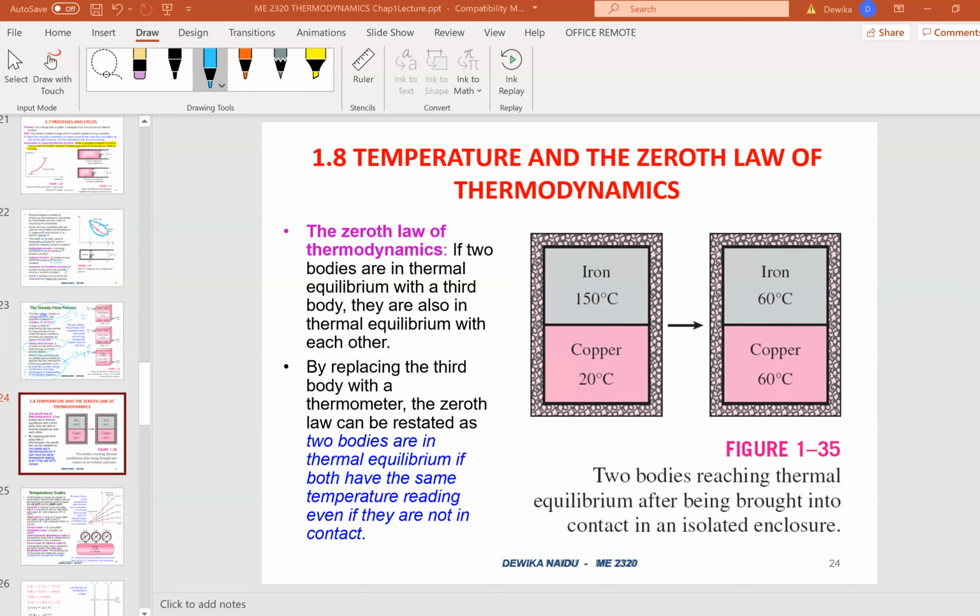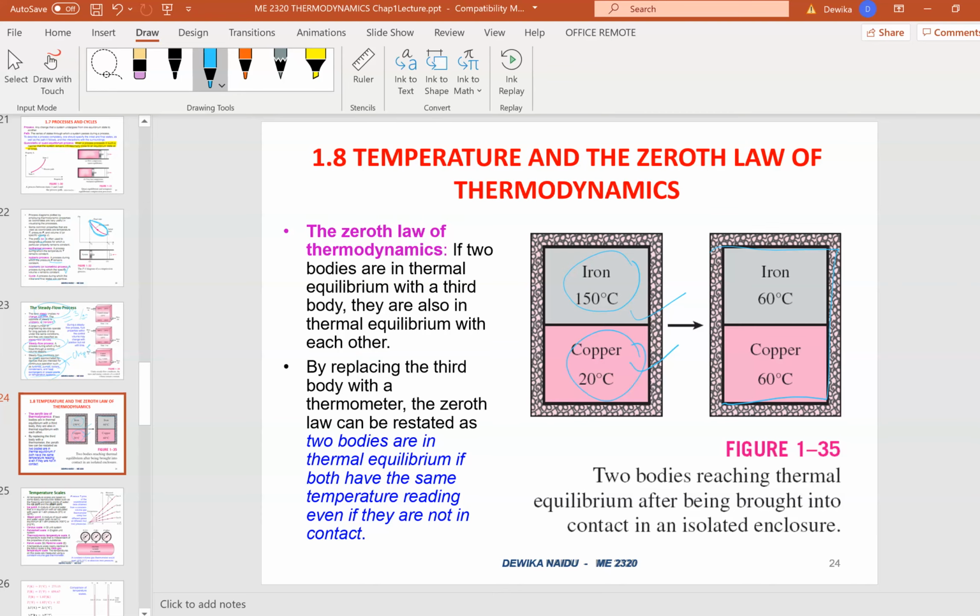The Zeroth Law of Thermodynamics states that if two bodies are in thermal equilibrium with a third body, they are also in thermal equilibrium with each other. For example, if you put iron and copper together, iron is at 150 and copper is at 20. What happens at the end of the day? Both bodies will attain 60.